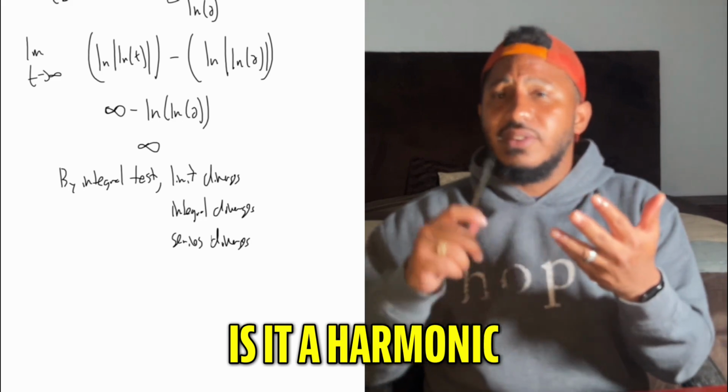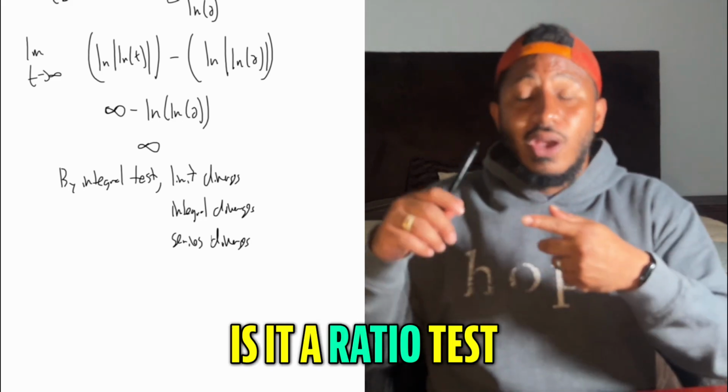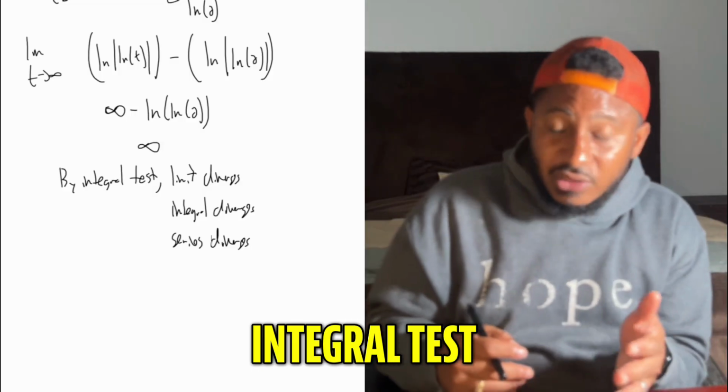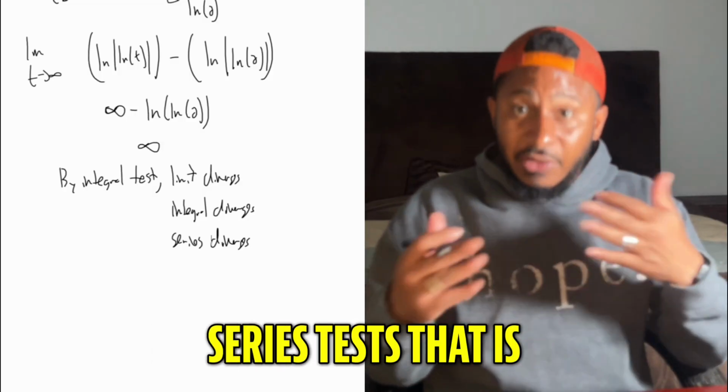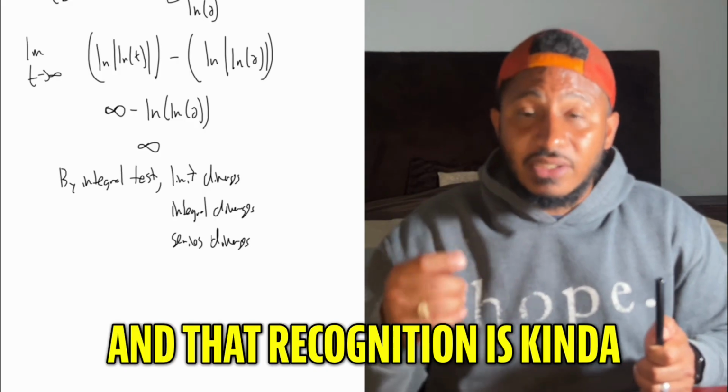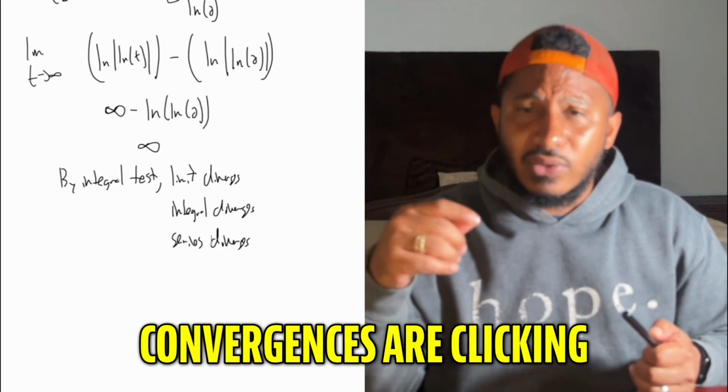Is it a p-series? Is it a harmonic series? Is it an alternating series? Is it a ratio test? We also have root tests. We also have the integral test, right? So we have a bunch of different tests, series tests that is, to use. So knowing when to use what. Now recognition is kind of, we know these series convergences are clicking.